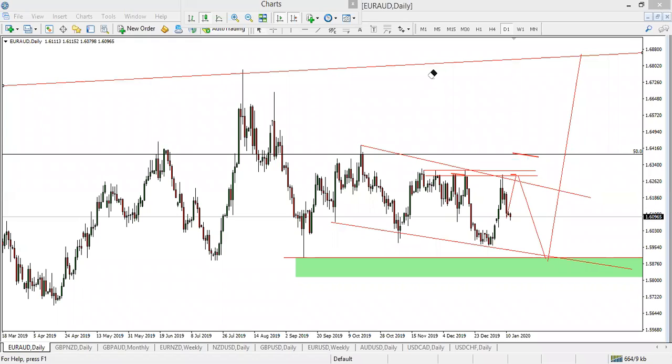But in other words, if this doesn't give us a good retracement back to this level and continues down, we should be looking for a good buy opportunity from here, from the green zone.